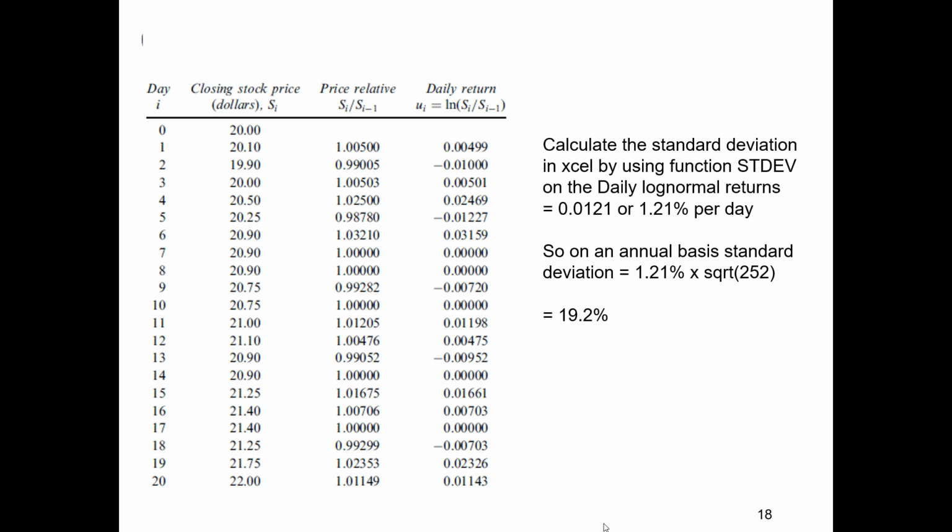So on an annual basis, it will be sigma times square root of T. So which means 1.21% times square root of 252, assuming 252 trading days, which gives you 19.2% per annum.